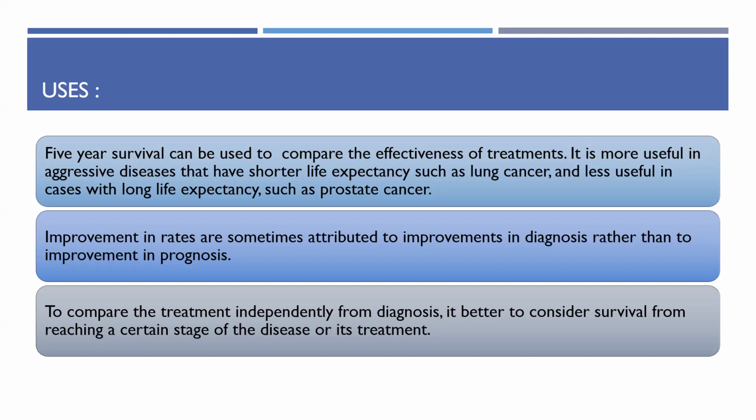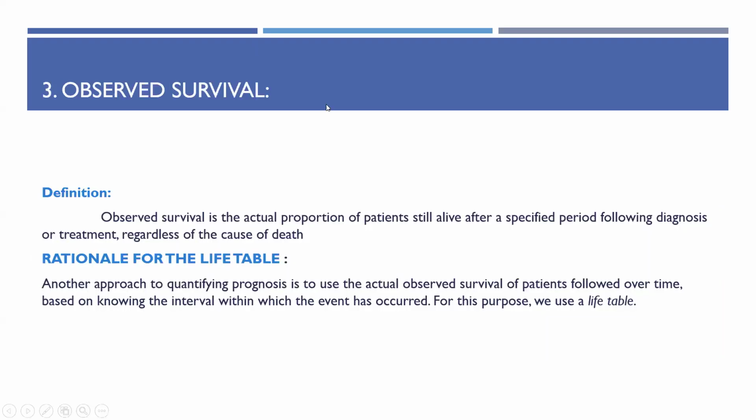The uses of 5 year survival: it can be used to compare the effectiveness of treatments. It is more useful in aggressive diseases that have shorter life expectancy, such as lung cancer, and less useful in cases with a long life expectancy, for example, prostate cancer. Improvements in the rate are sometimes attributed to improvement in the diagnosis rather than to improvement in the prognosis. To compare treatments independently from the diagnosis, it is better to consider survival from reaching a certain stage in the disease or its treatment.